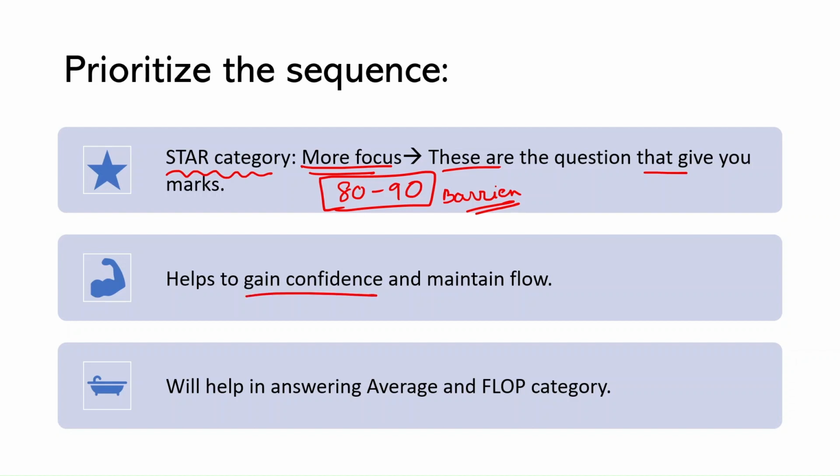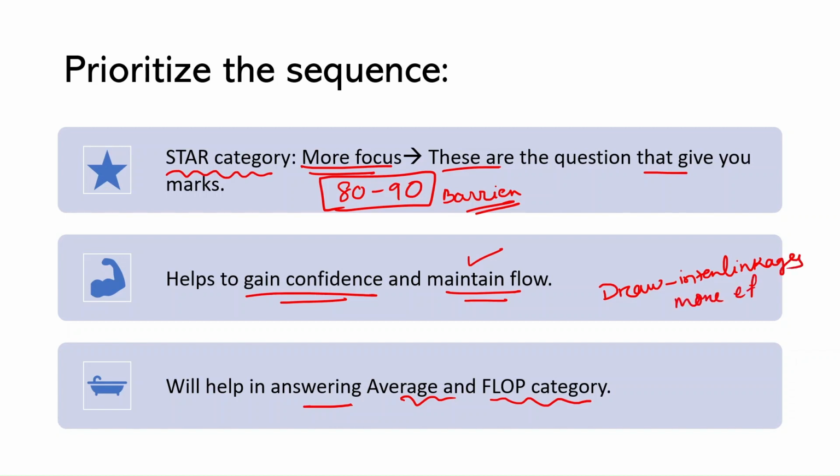And also it helps to gain some confidence, because once you start writing the answers in a good way and maintain the flow, you gain the confidence in the paper, and that confidence will help you answer the average as well as the flop category questions, right? So that's why I said the categorization is very important, because once you are confident about the paper, once you start writing, once you gain that flow, it is very easy to answer the average and flop category, because you start to draw interlinkages more effectively, because your brain function is at its optimal level, right? So that's why the star category needs more attention, right? So this is the sequence prioritization that you need to do.